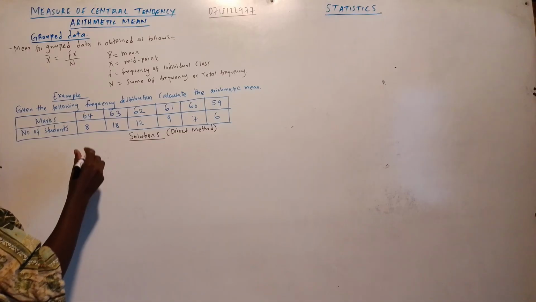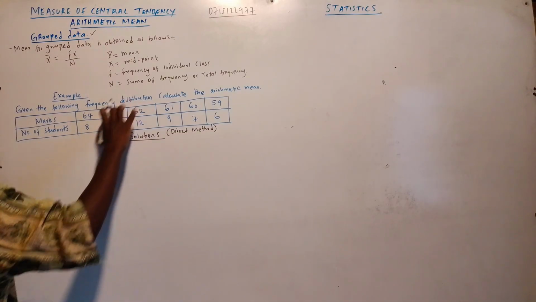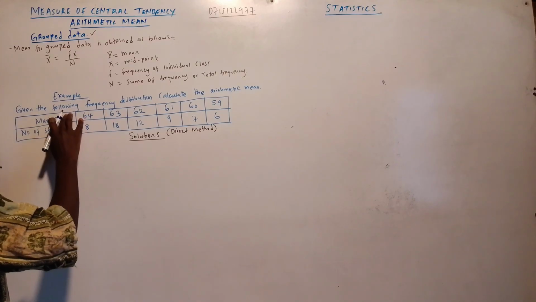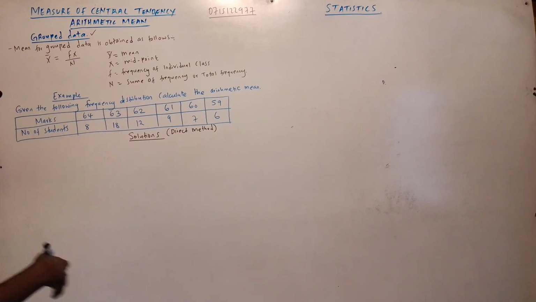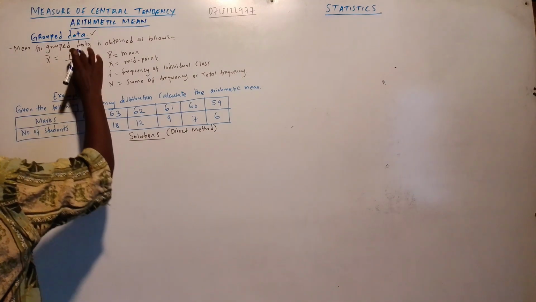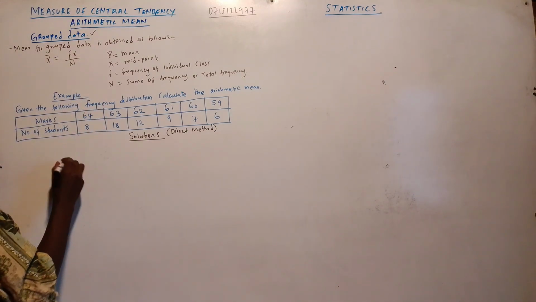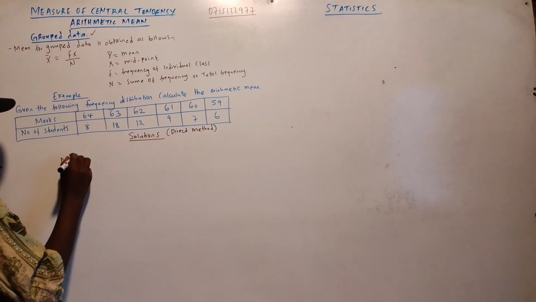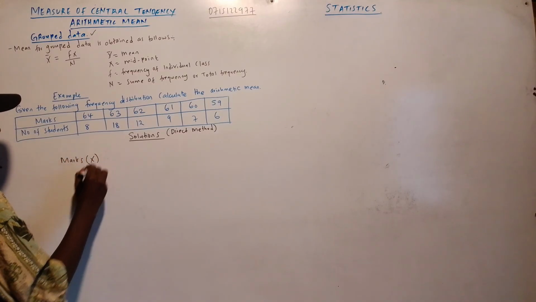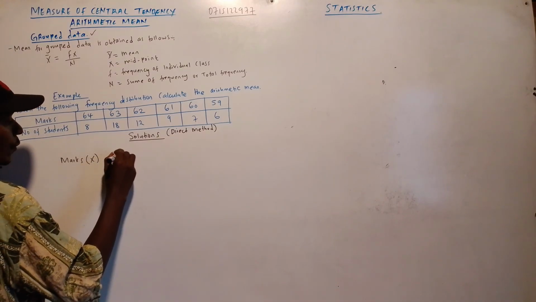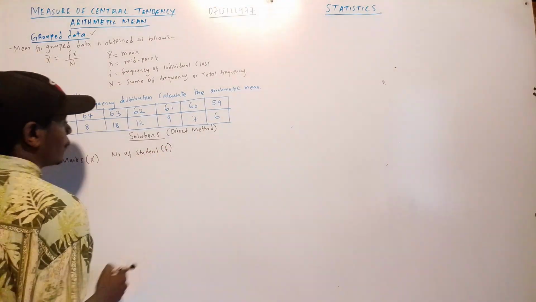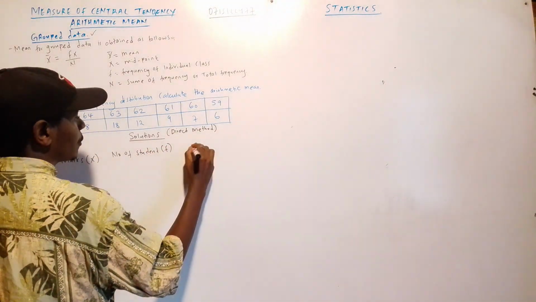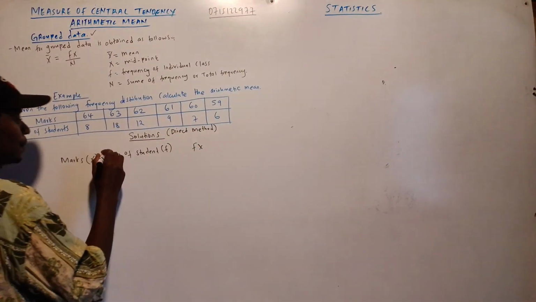Remember we are going to use grouped data. This is a good example of grouped data where we have the marks, and for each mark we know, for example, that 8 students scored 64 and 18 students scored 63. So it is grouped according to marks and number of students. We need a table with our marks, which is x, then the number of students, which is our frequency f. Then we need fx.